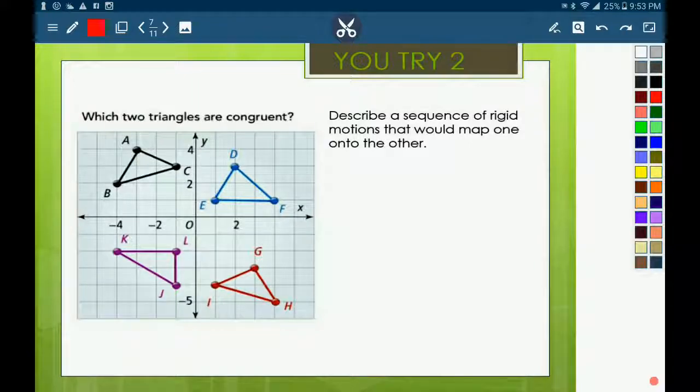So why don't we have you guys give this a try in your second U-try. It says, which two triangles are congruent? Then I want you to describe a sequence of rigid motions that would map one triangle onto the other. If you need help, please raise your hand and ask questions, but try to test movements first before you ask for any help. See if you can orient the triangle in different ways and experiment with what movements will move the triangle where.